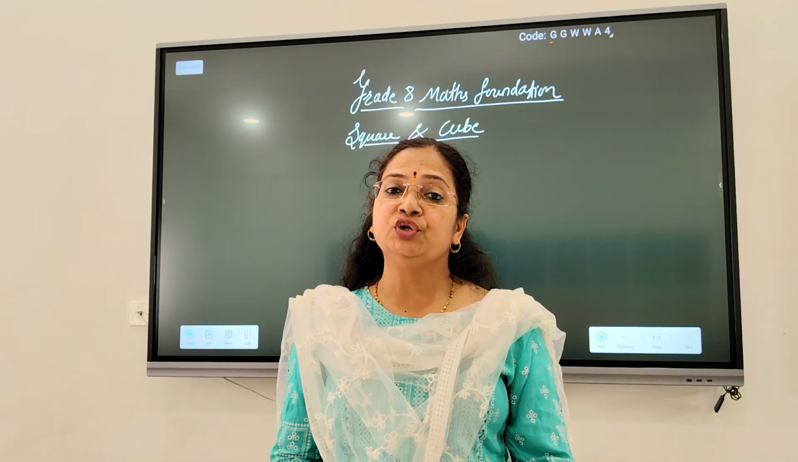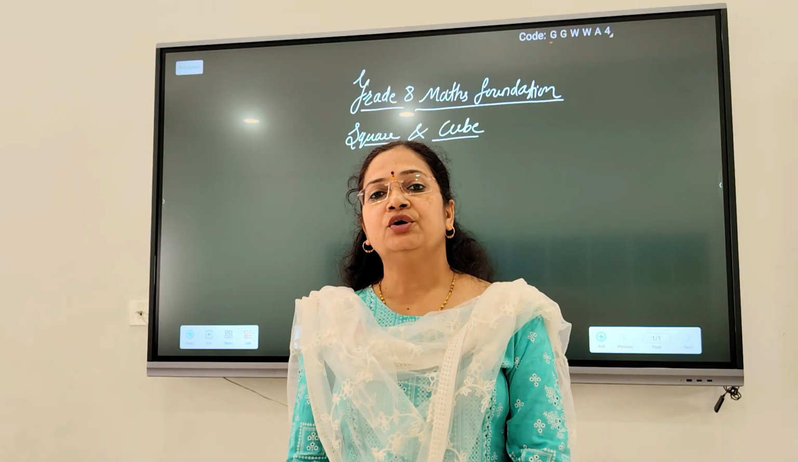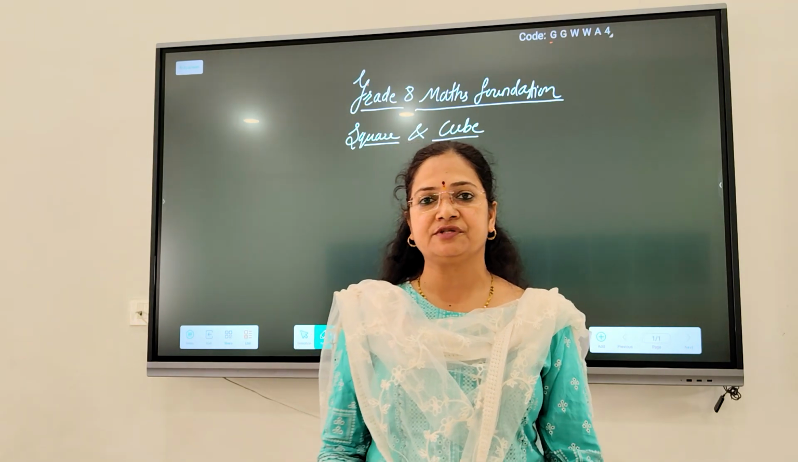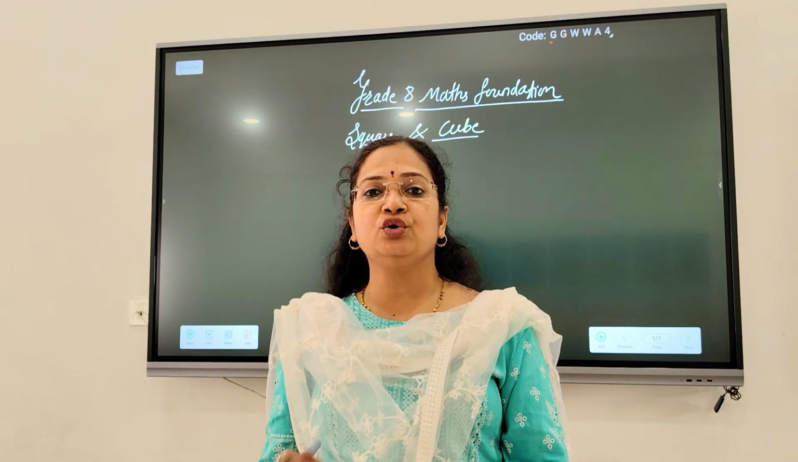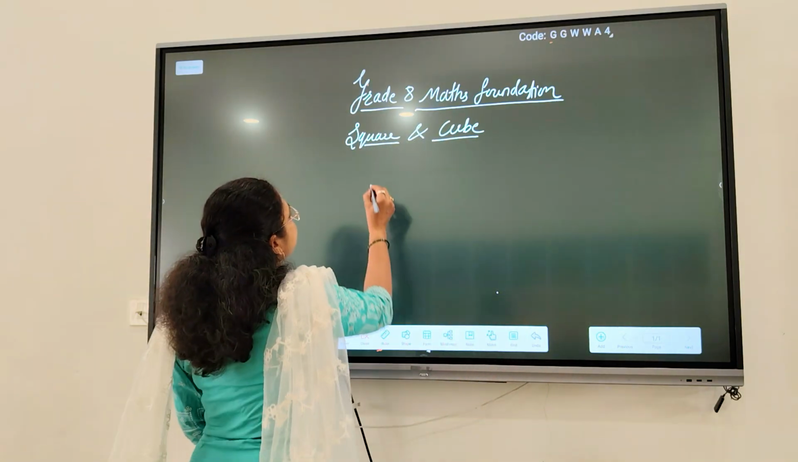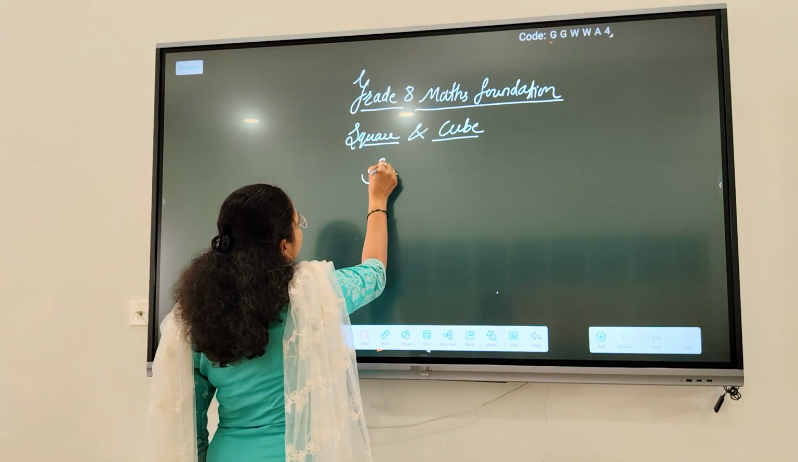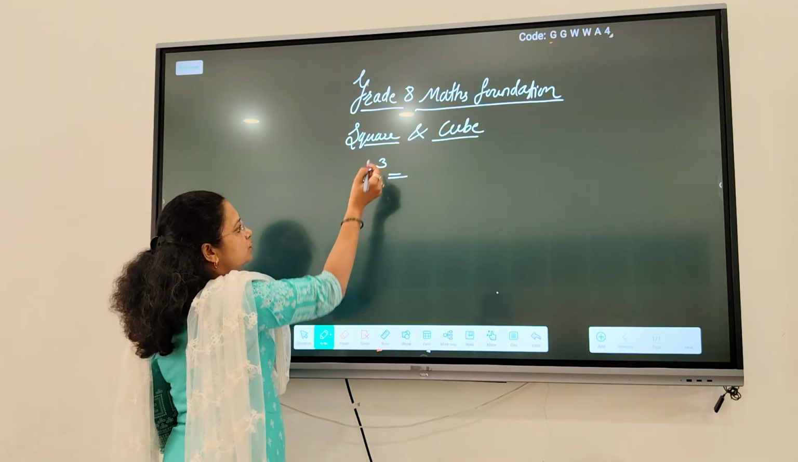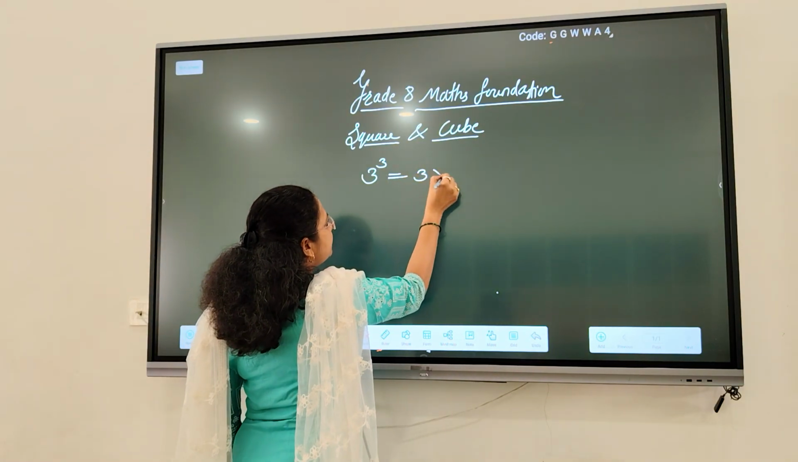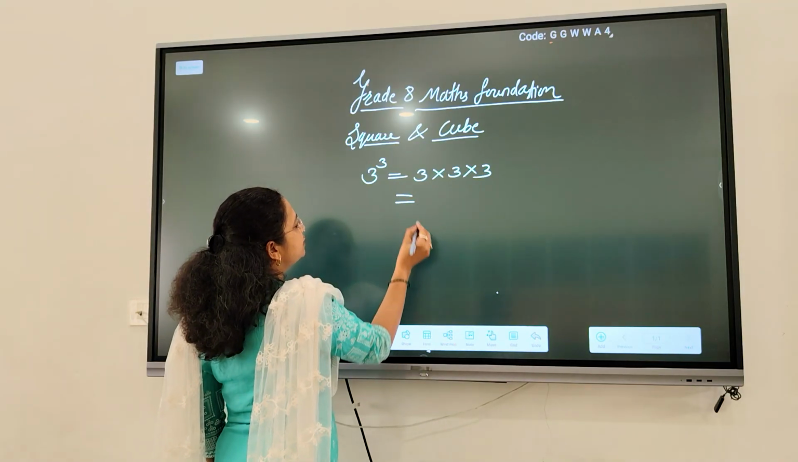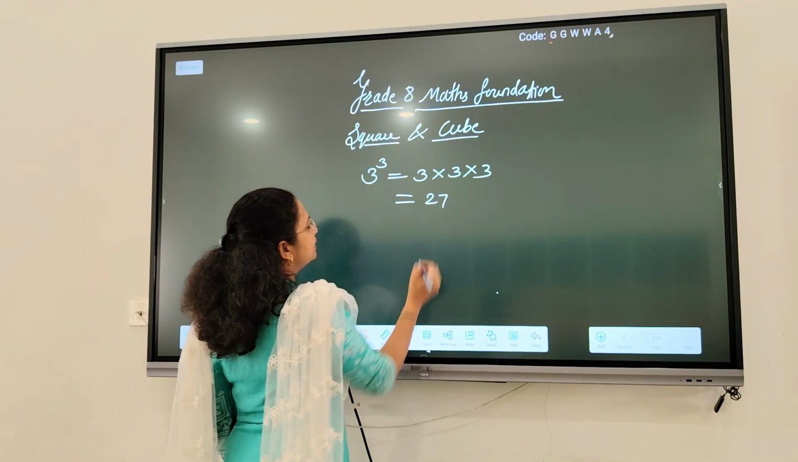Now cube. What is cube? If we multiply any number by itself 3 times, then we will get the cube of that number. That is 3 cube. If we multiply 3 three times, we will get the cube of 3, that is 27.